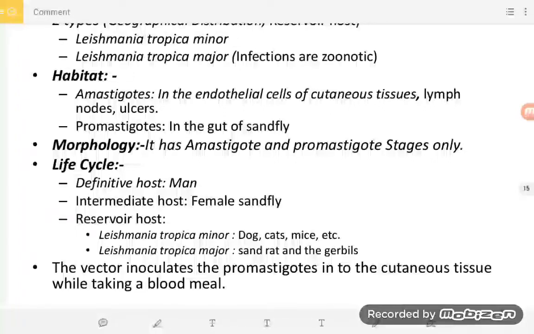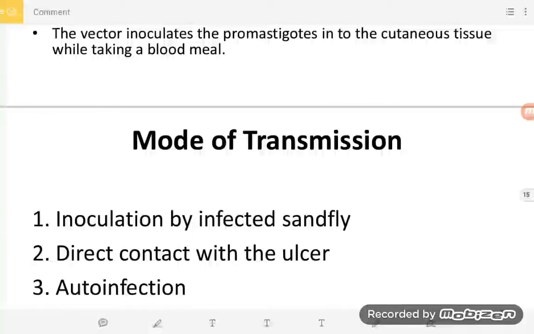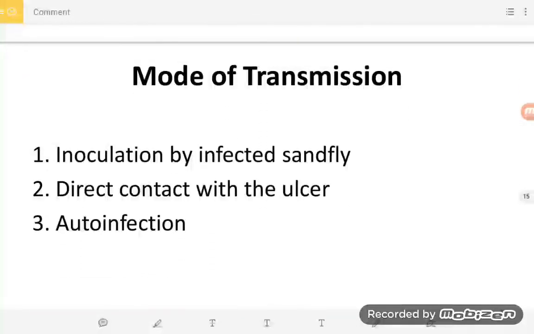So the vector inoculates the promastigote into the cutaneous tissue while taking the blood meal. So here is how it transmits: the promastigote is transmitted from the sandfly to human. The mode of transmission: inoculated by the infected sandfly. This is the main mode of transmission. The second one is direct contact with the ulcers.